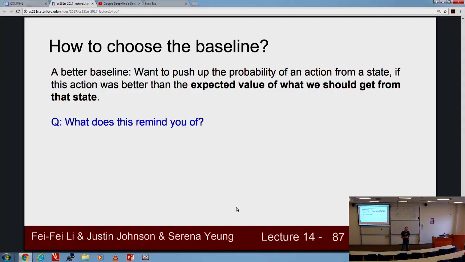When you ask for the expected value of what we should get from that state, like in the next turn or to the end. That's just a value function, right? So when we first started with REINFORCE, we said, let's get rid of the value functions and just have a policy network and try to optimize the policy network. But now we see that if we also have a value function, then we can use that as a baseline in order to make our updates to the policy network more efficient. Reduce the variance even more.